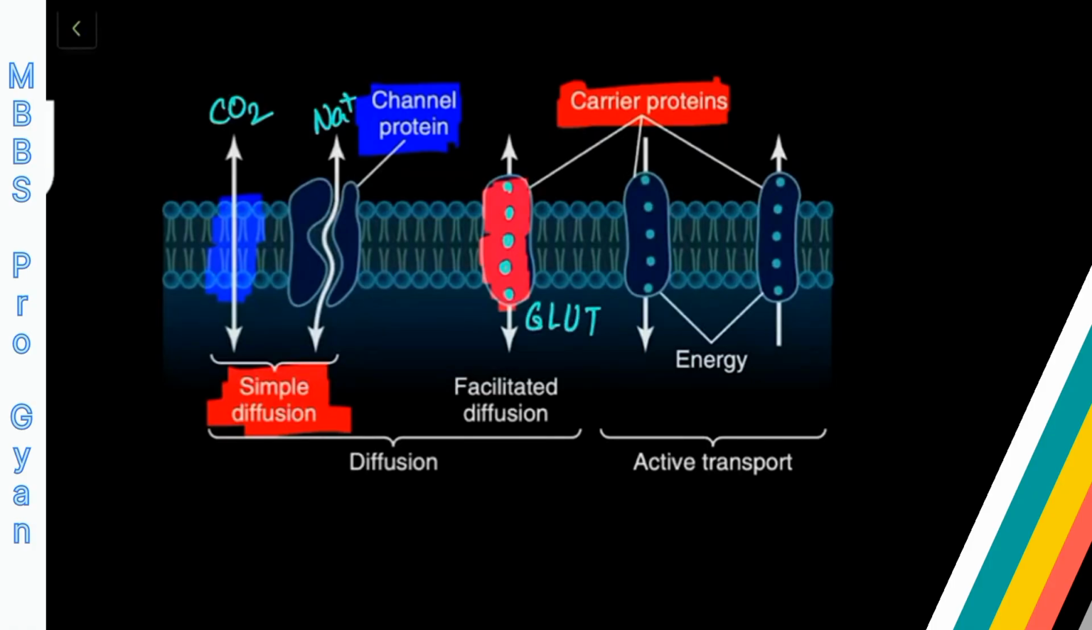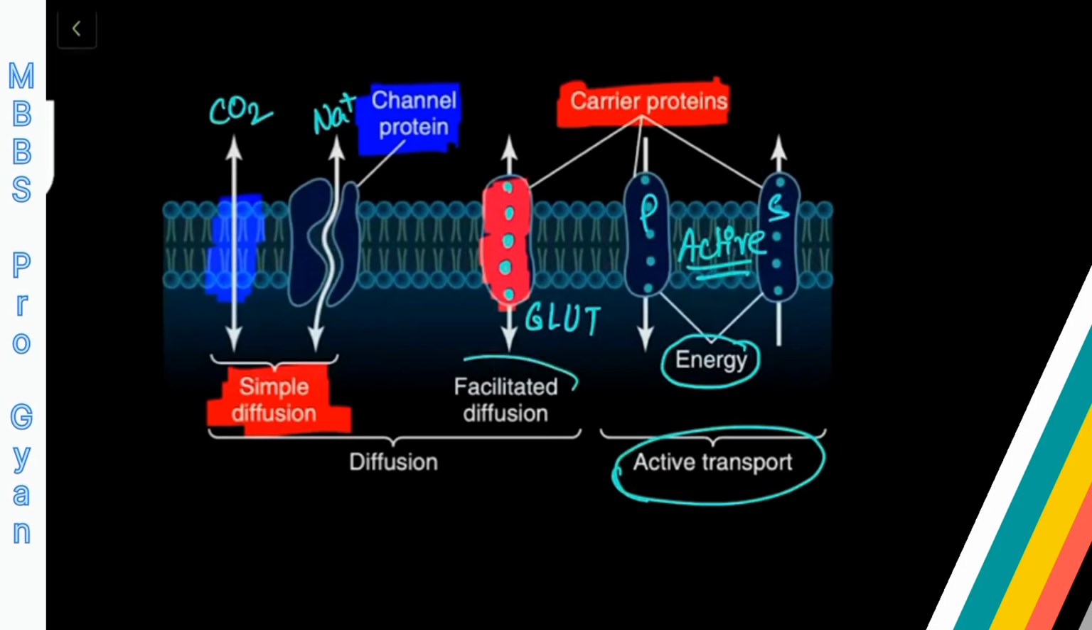All types of GLUT are examples of this kind of transport. This is facilitated diffusion. Carrier proteins can also use energy, and if the carrier protein is utilizing energy, then it is known as active transport, maybe primary active, maybe secondary active. So active transport as well as facilitated diffusion require the help of a carrier protein.